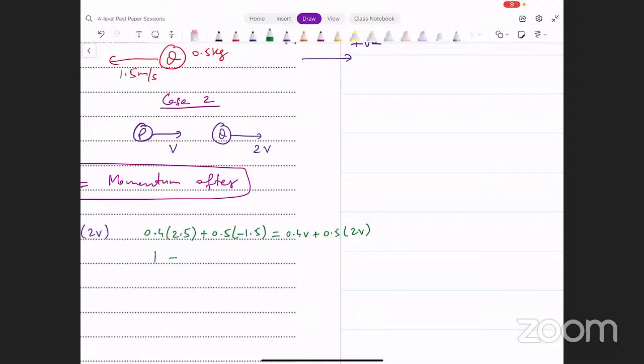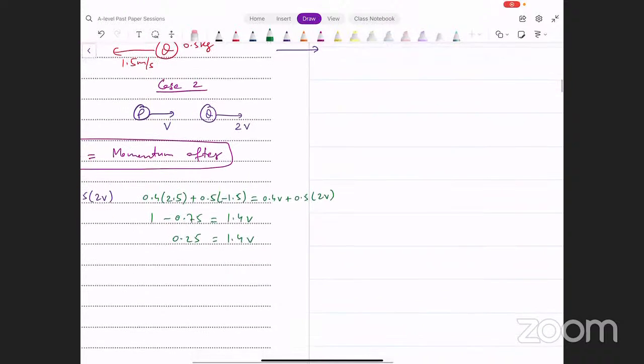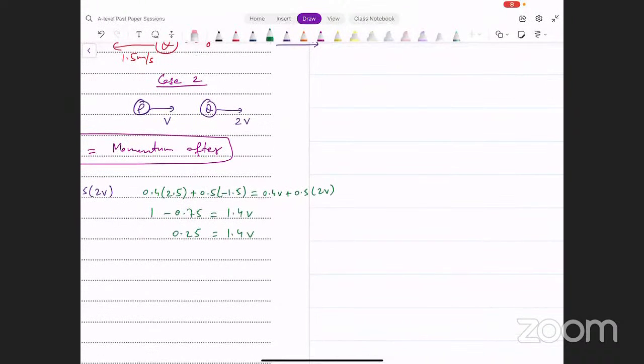Let's simplify this. We get 1 minus 0.75, and on the right side I've got 1.4v. So 0.25 equals 1.4v, and that's going to give me another value for velocity. ठीक है, ये figure out कर लेते हैं, speed की value 0.25 divided by 1.4, that gives me 0.17857. If I were to round it off, I'll write 0.179 here.